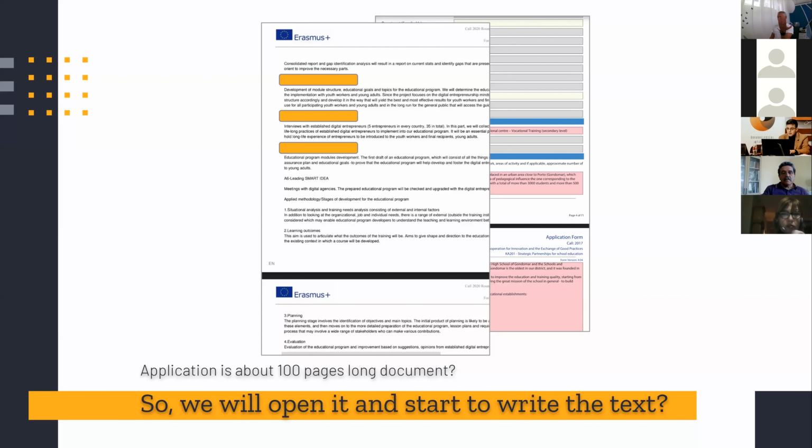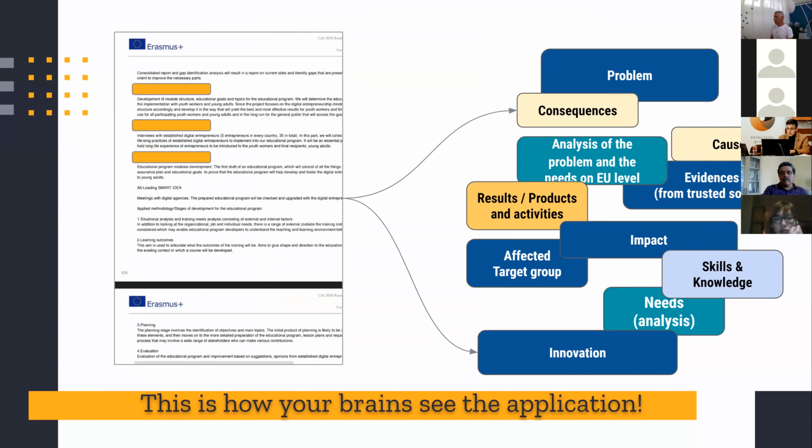So normally, this is one of the applications about 100 pages long, and a lot of people just open it to start to write the text in without any idea. So I will show you, this is how your brain sees the application. A lot of text, and you see here what is the problem, consequences, affecting target group, innovation, and you need to put it in the right place in the complete application. This is very difficult for your brain to start to look at that piece of paper.